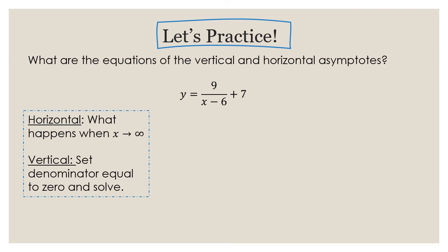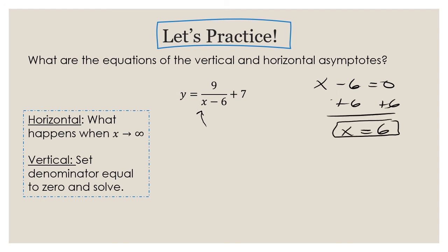In this question we're asked, what are the equations of the vertical and horizontal asymptotes? So we need to do what we did before, figure out what this denominator can't equal by setting it equal to 0 and solving, and we see that we get +6. So I know my vertical, because vertical is x, is x equals 6.